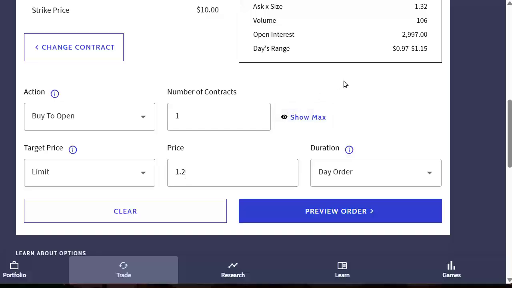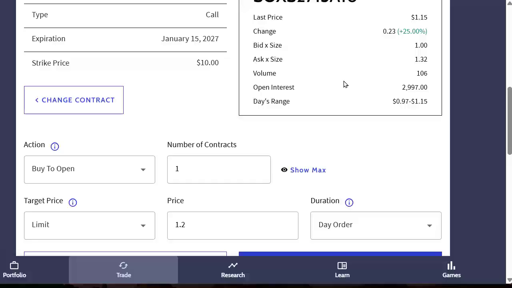And of course, you may need to adjust yours. And again, here's how you would adjust it. You would look really close and you'd be like, okay, the ask was 132. So if we put in 130, pretty sure we're going to buy it. Last price was 115. So usually you look at the last price and you look at the ask price, and somewhere in between there is usually where you can get the contract. Okay. So that's why we put in $1.20, because that's between 115 and 132.